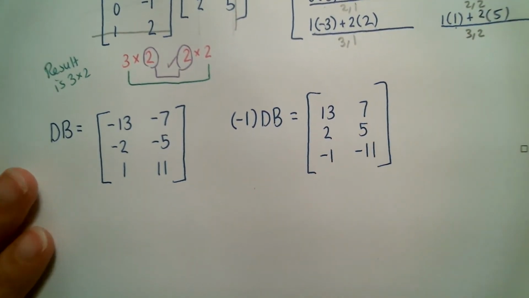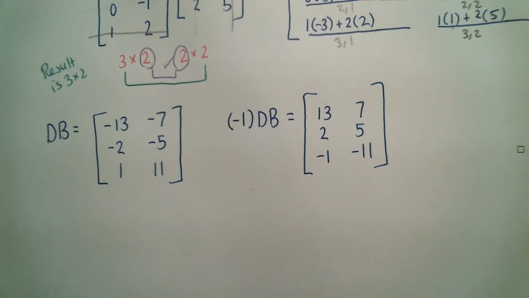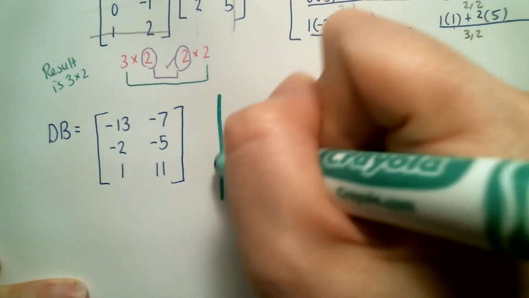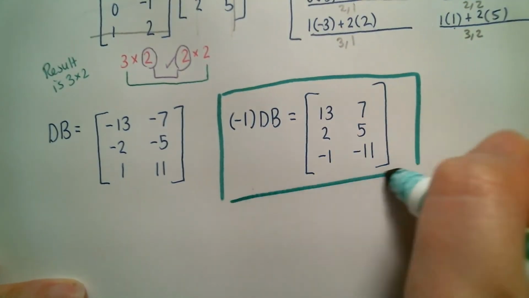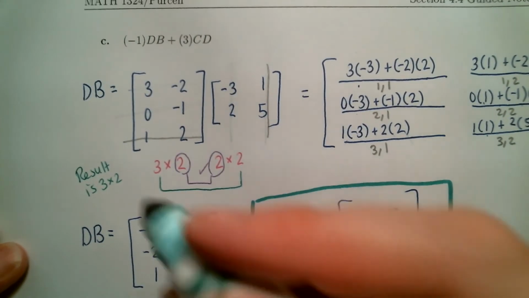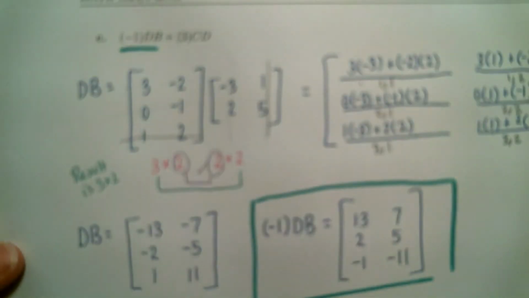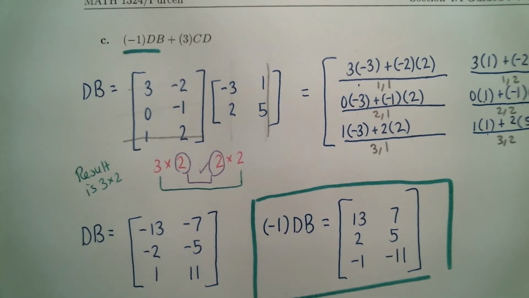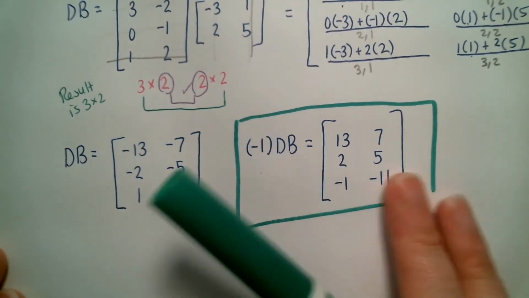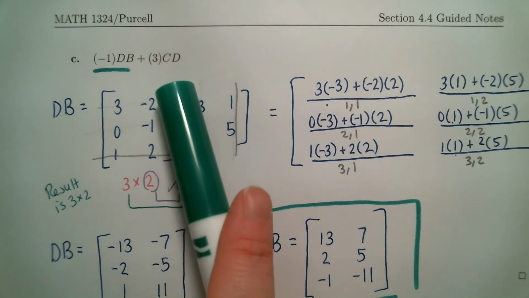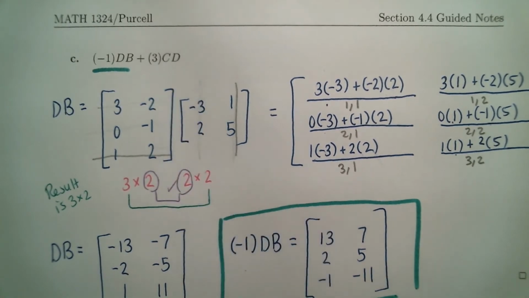I guess I should circle this, because we're going to need this to put the final answer together. So let's put this in green, and I'm just going to box this, and remember, that is this part. We still have to do the 3 times C times D part. So in our next step, I'm going to put this on the back burner. We will come back to it, but we're going to do C times D. Then once we get that result, we will multiply it by 3.